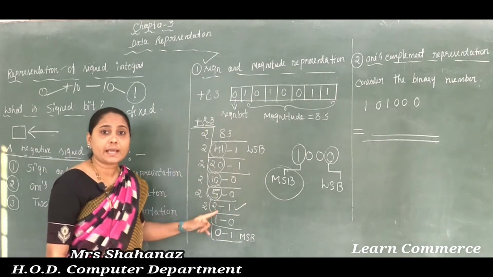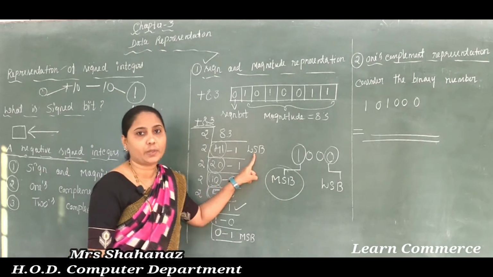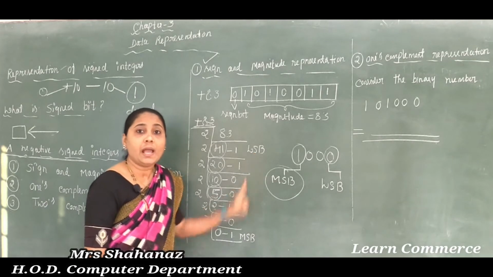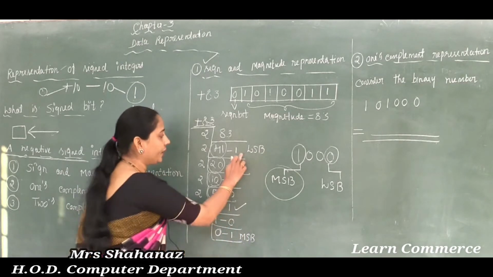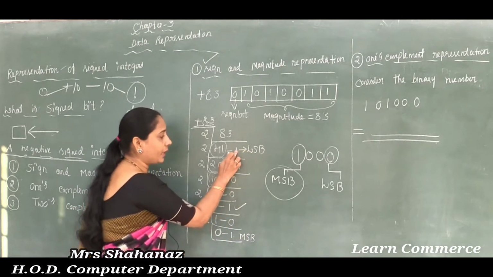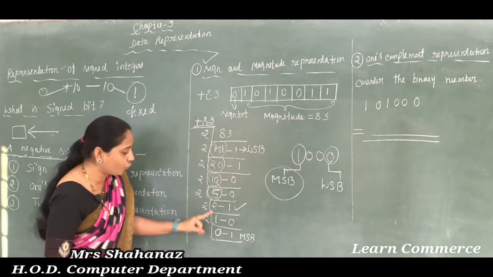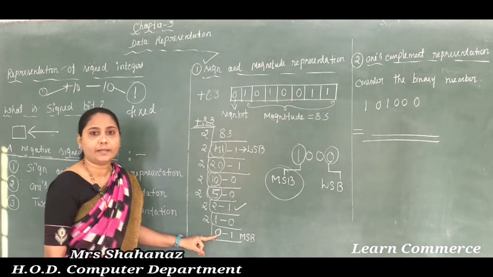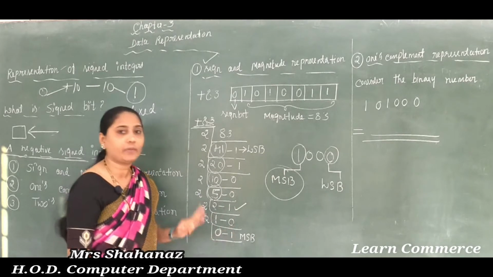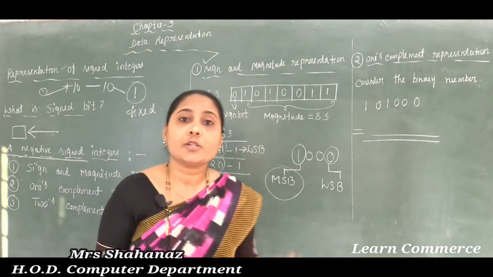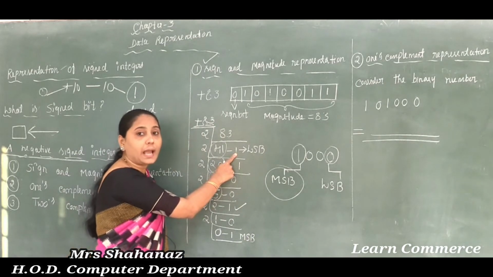In this case, we know that the first remainder is called the LSB, and the last remainder is called the MSB. Here the quotients are 41, 20, 10, 5, 2, 1, 0, and the remainders are 1, 1, 0, 0, 1, 0, 1. So the first remainder is called the LSB.